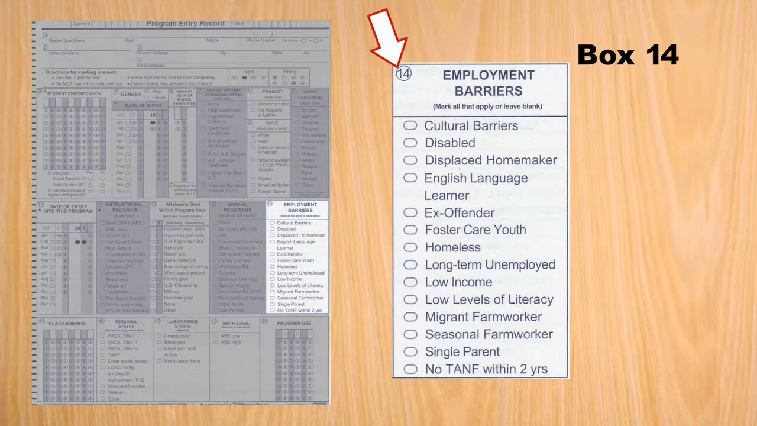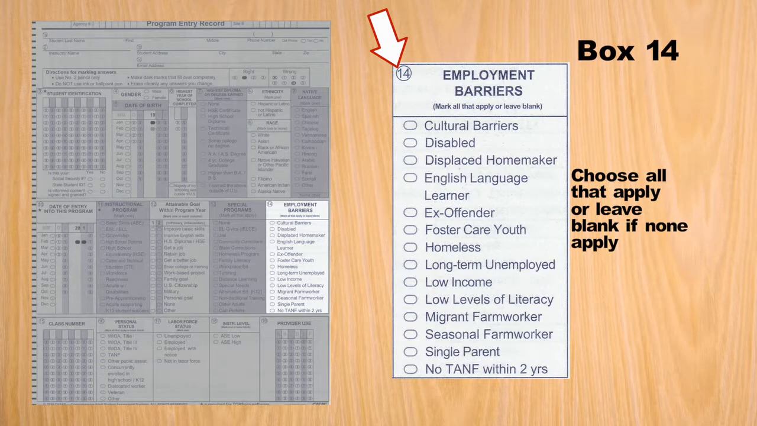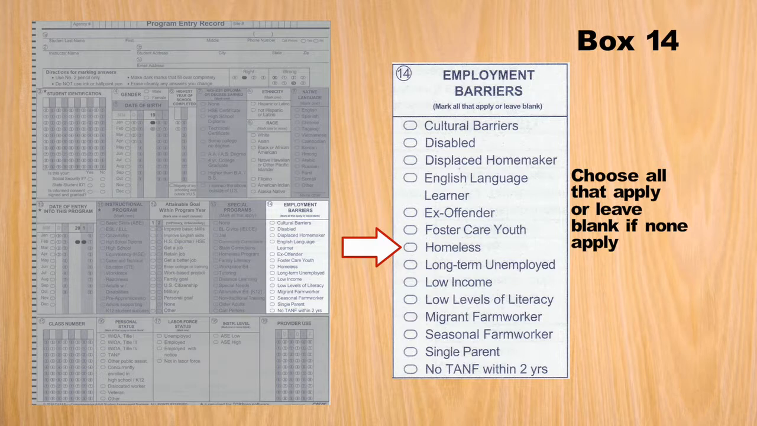In Box 14, you are asked if any of the following choices have been or may present a barrier to you in gaining employment. Choose all that apply or leave blank if none apply. You may choose cultural barriers, disabled, displaced homemaker, English language learner, ex-offender, foster care youth, homeless, long-term unemployed, low income, low levels of literacy, migrant farm worker, seasonal farm worker, single parent, or if you've not received tribal temporary assistance for needy families within the last 2 years.